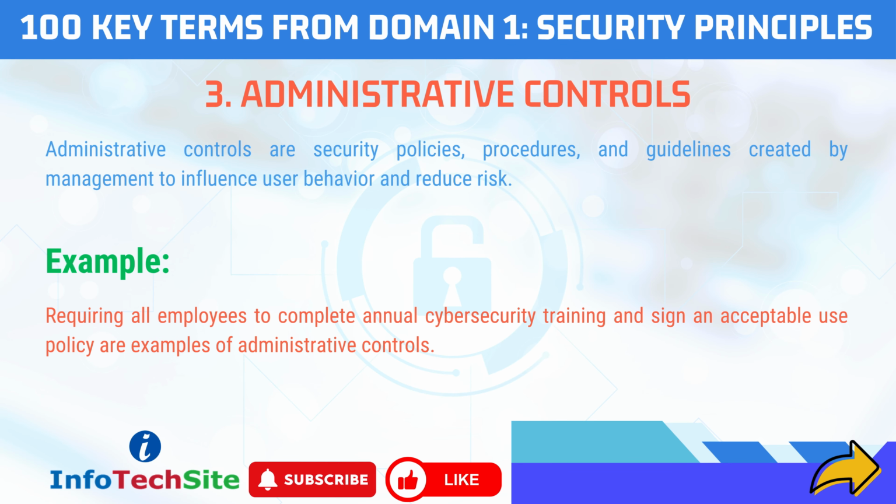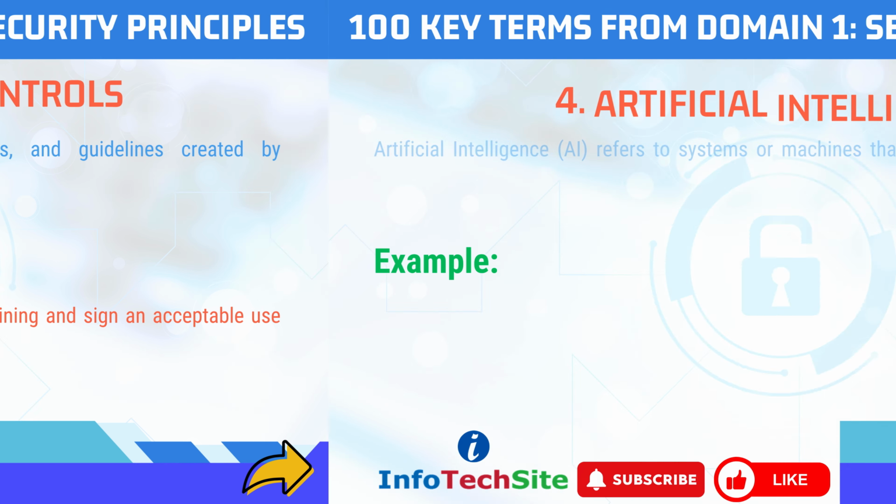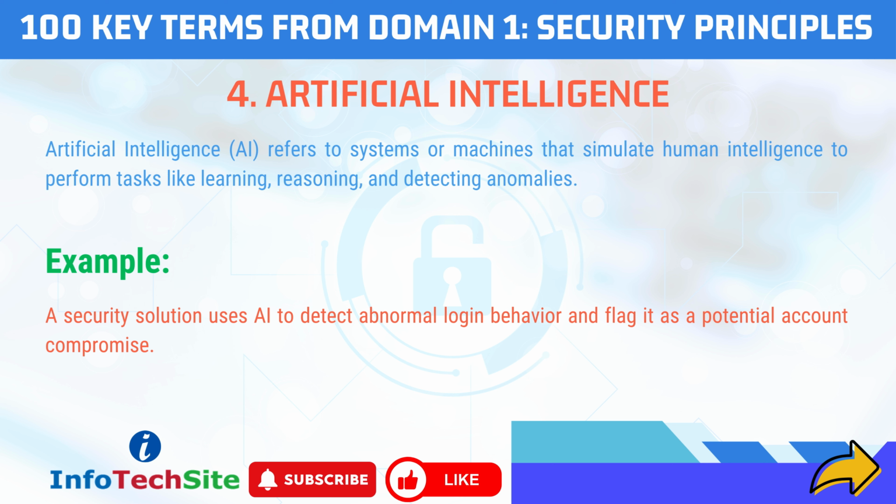3. Administrative controls. Administrative controls are security policies, procedures, and guidelines created by management to influence user behavior and reduce risk. For instance, requiring all employees to complete annual cybersecurity training and sign an acceptable use policy are examples of administrative controls. 4. Artificial intelligence.